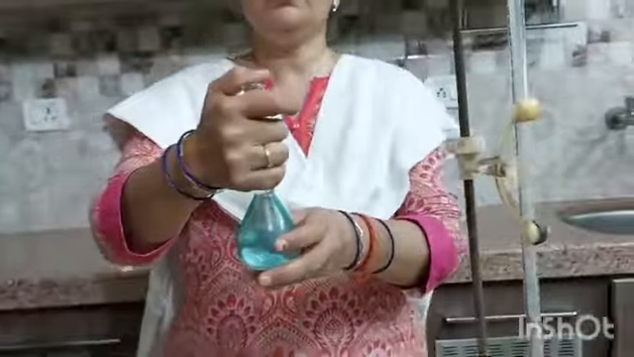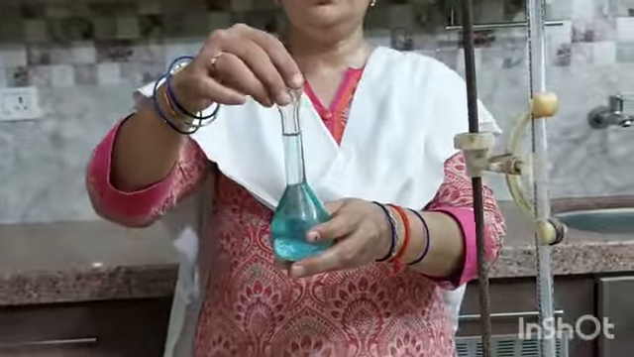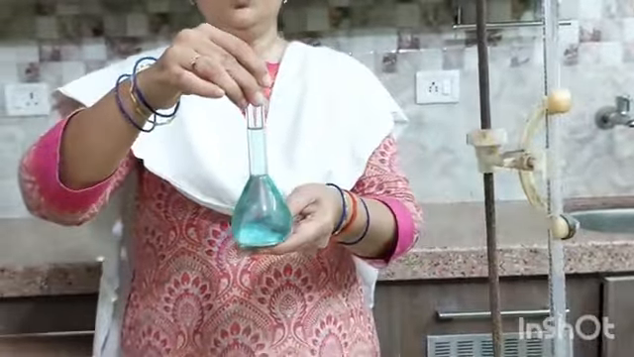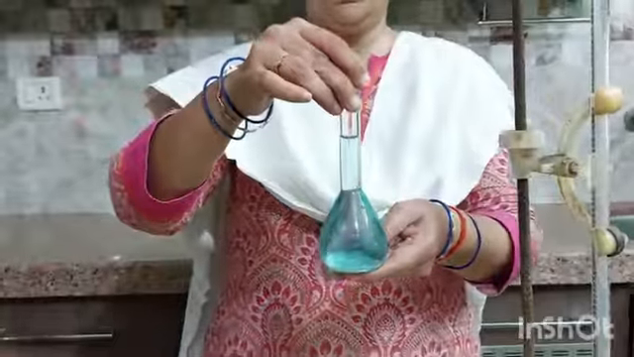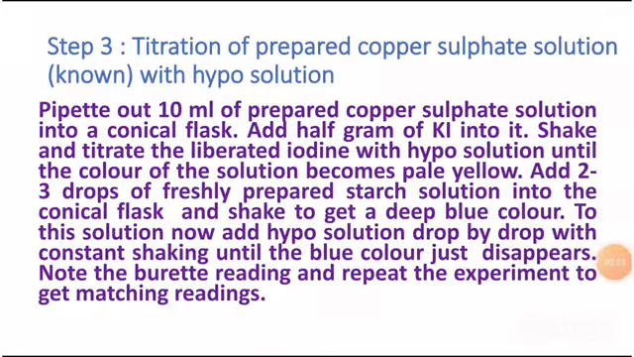Shake the solution to make it homogeneous. This is the known copper sulfate solution of N by 30. Titration of prepared copper sulfate solution with hypo solution.